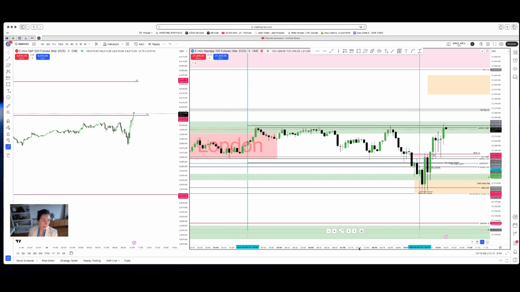I never regret not taking a trade in tough conditions. As ICT says, there's a fair value gap that's formed every 15 minutes. So in the lower time frames, there's a trade every 15 minutes. There's no point in rushing something. Okay, so let's take a look. We've broken above London.